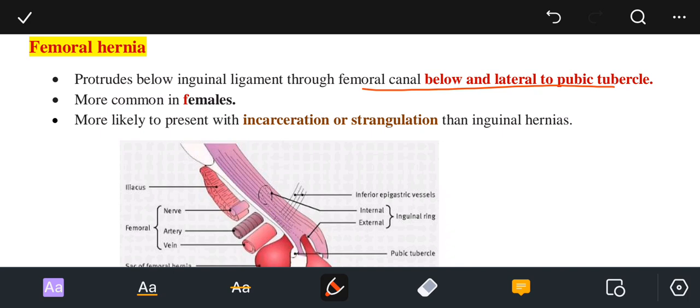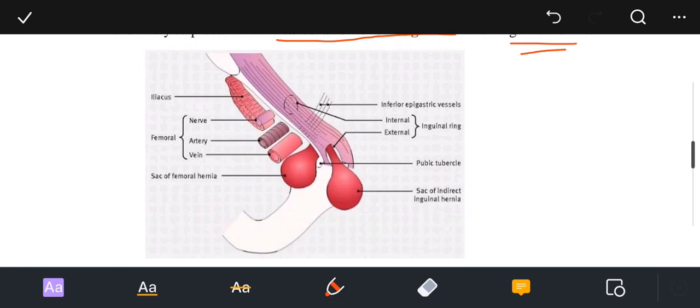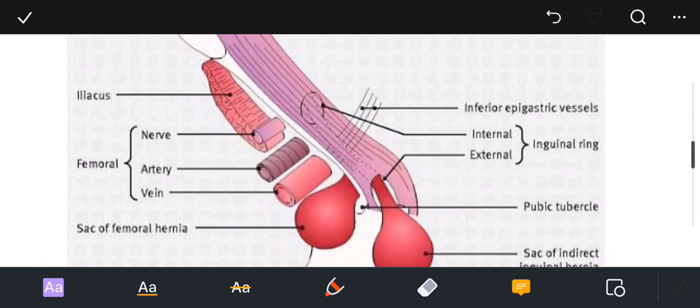It is more common among females and more likely to present with incarceration and strangulation than inguinal hernias. So incarceration and strangulation is more commonly seen with femoral hernias. Now in this picture you can see the femoral and inguinal hernia. I guess for the sake of the indirect, all types of hernias are shown in this picture.